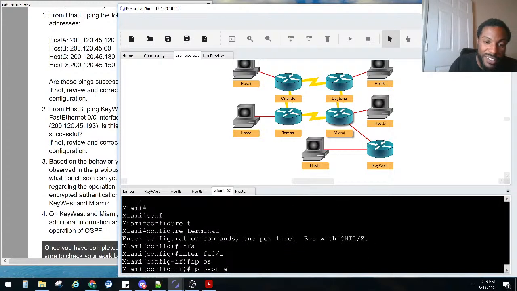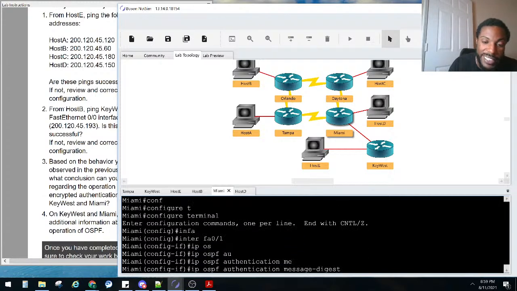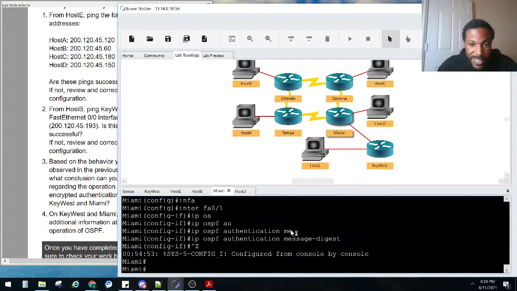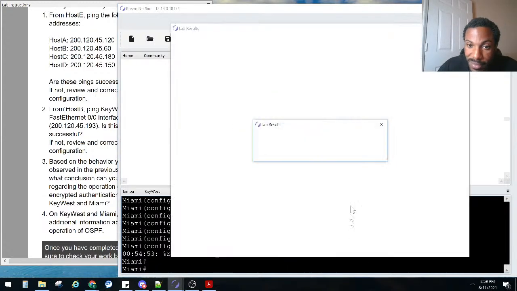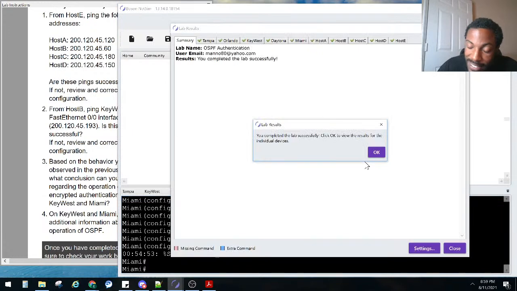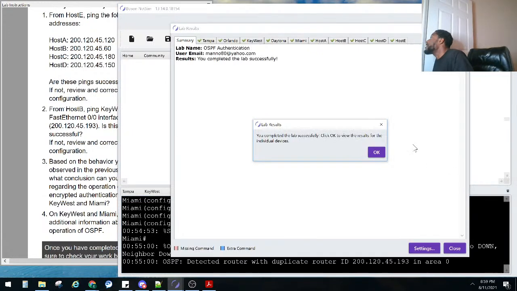IP OSPF authentication message digest. Completely acceptable. Not only do you have the hard skill, but you also possess the soft skill. Appreciate that.